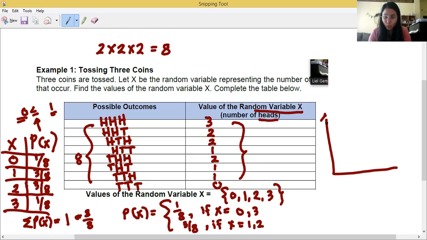On the y coordinate is the P of X. 1/8 and 3/8. On the x-axis, we have the values of our random variable. So 0, 1, 2, 3. Now, how is a histogram different from a bar graph?